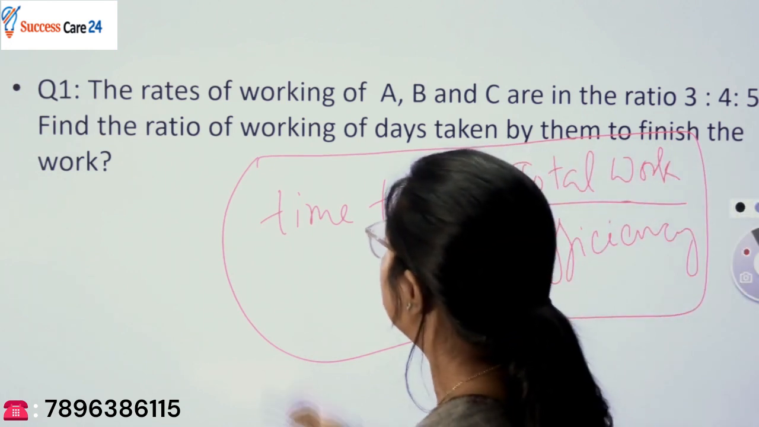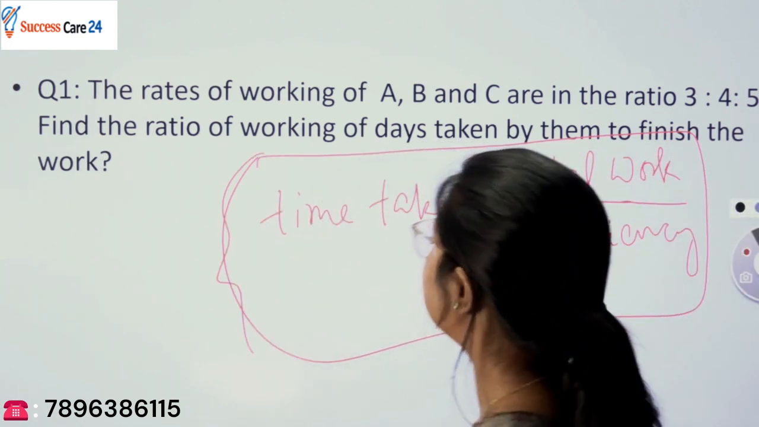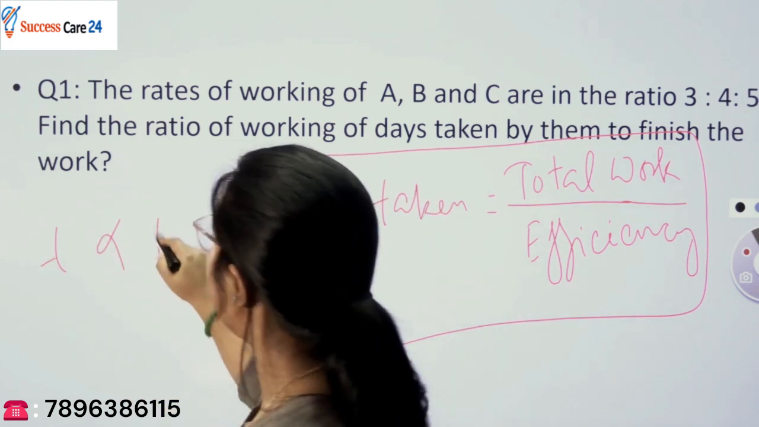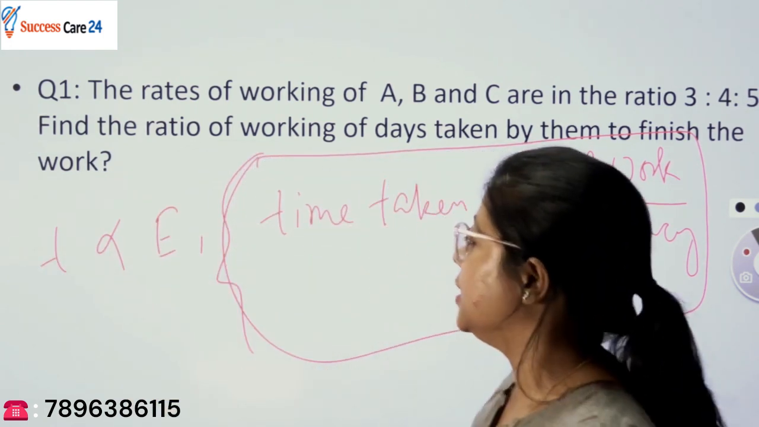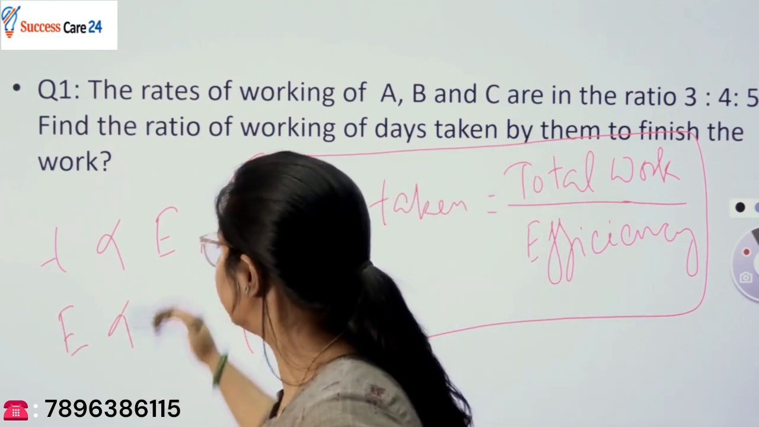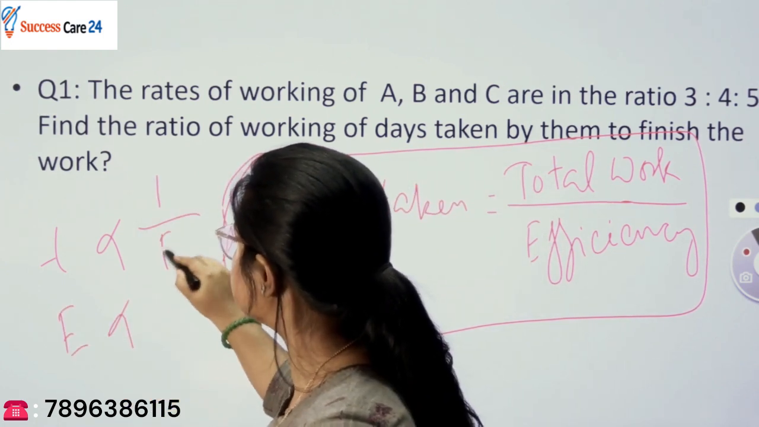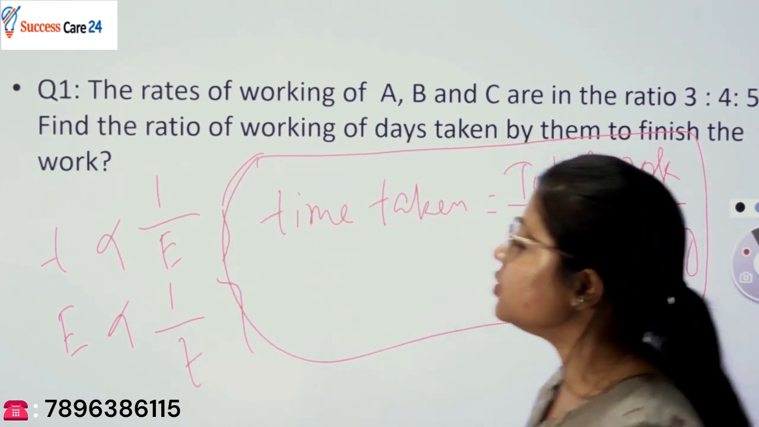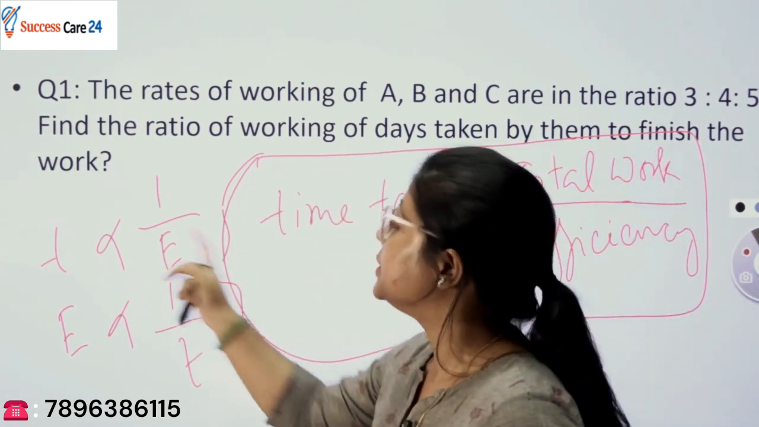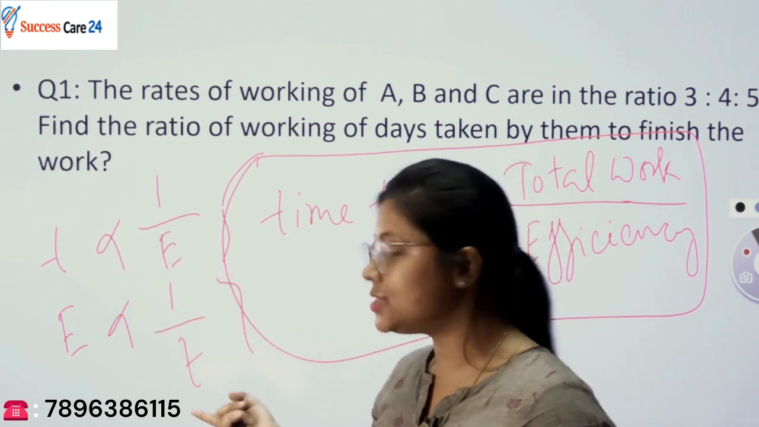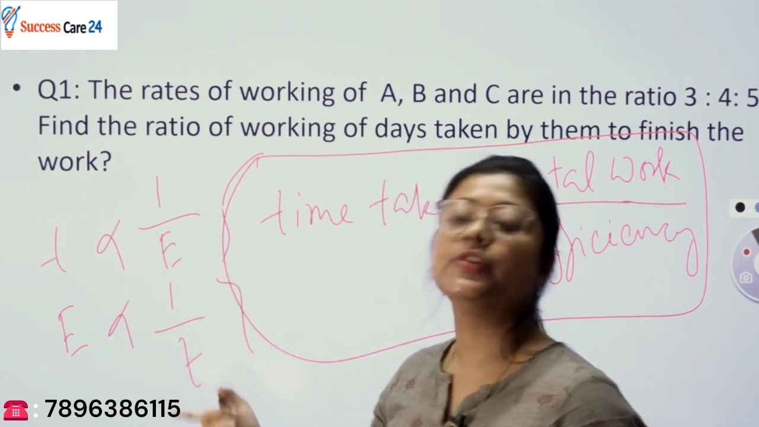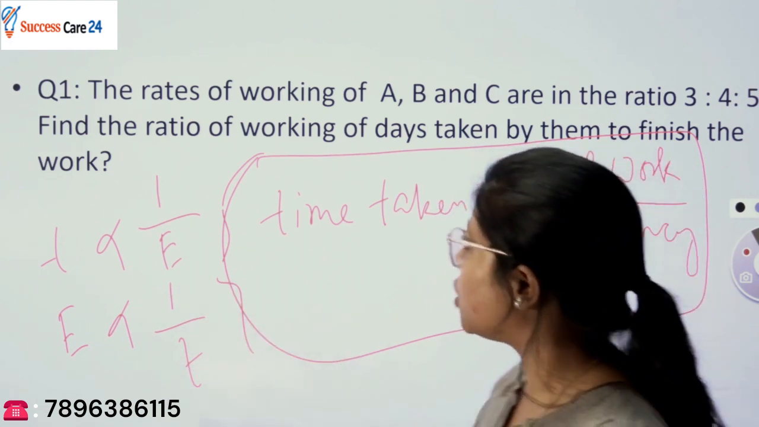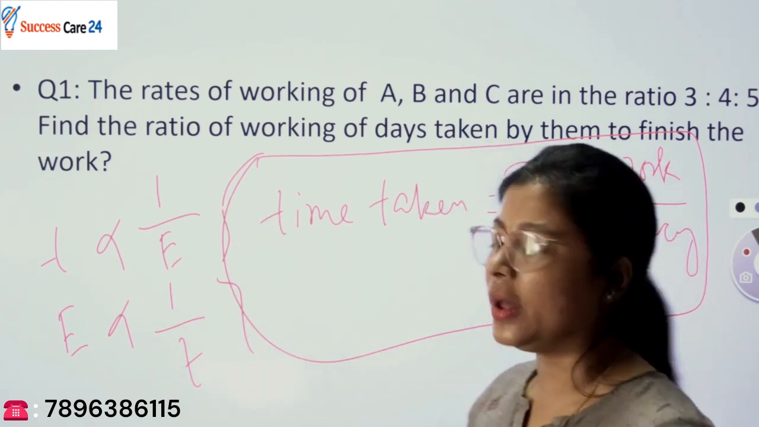So from here we can draw some conclusions. What are the conclusions? Time is inversely proportional to your efficiency, isn't it? And efficiency is also inversely proportional to your time. So from the formula itself, we can draw two conclusions: time is inversely proportional to efficiency and efficiency is also inversely proportional to time. So using this formula or this concept, we can solve question number 1.